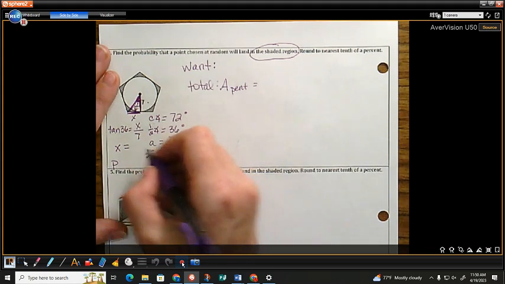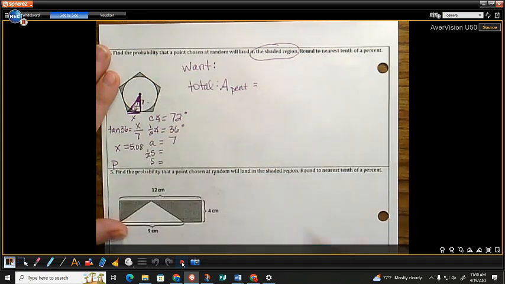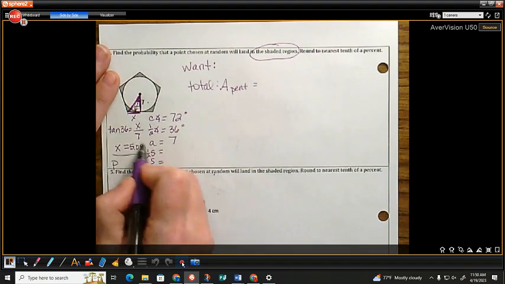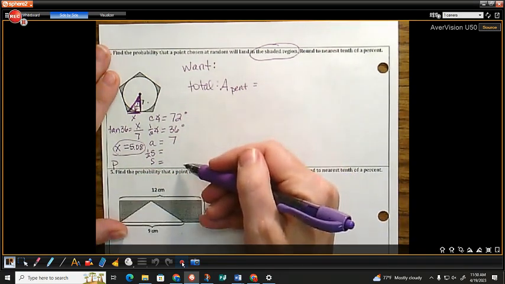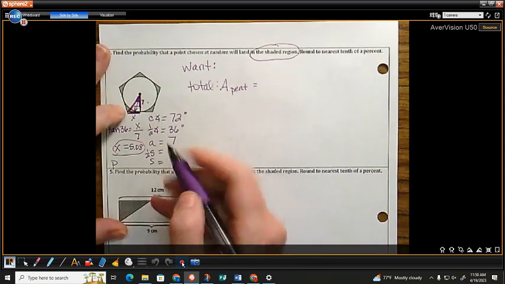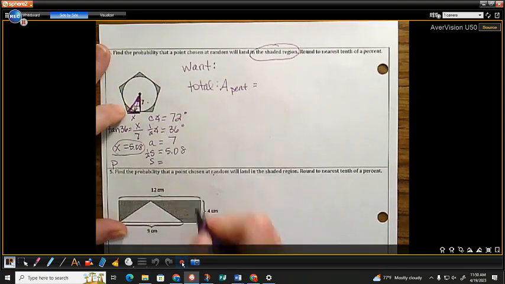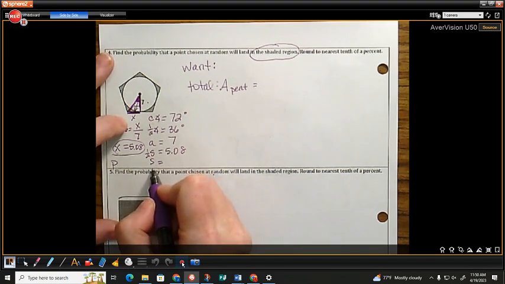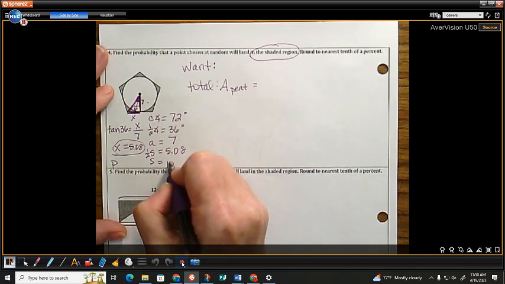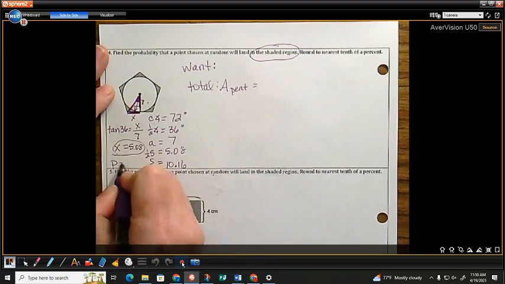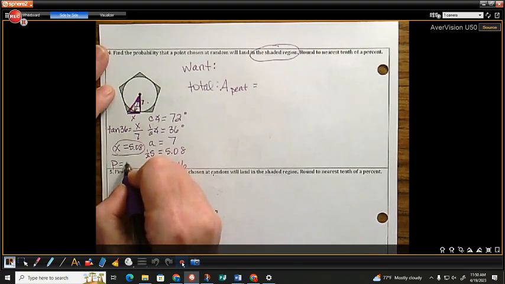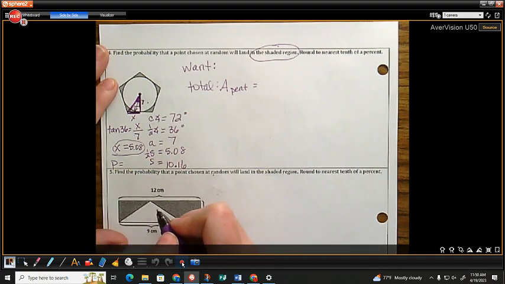So somebody work out 7 tangent 36. 5.08. Cool. Now that's x. What of these things is x? It's your half side. See how keeping organized is going to help us here? Well, then I need a full side. So how big is a full side? 10.16. And then the perimeter will be, what, 4 times 5? It's 50.8. Yeah.